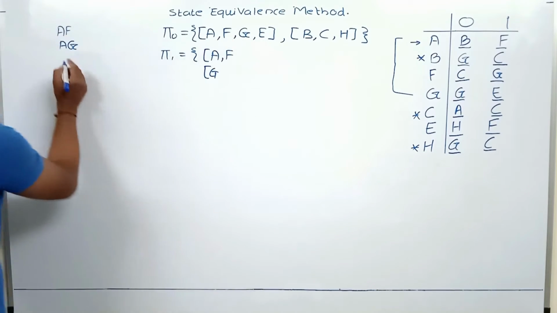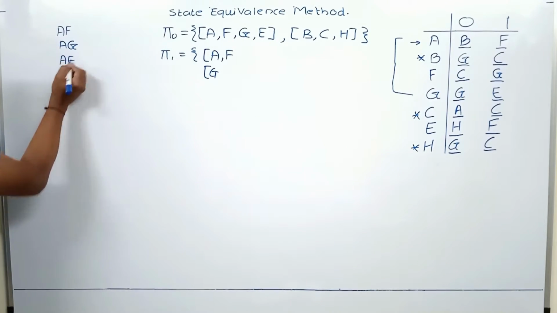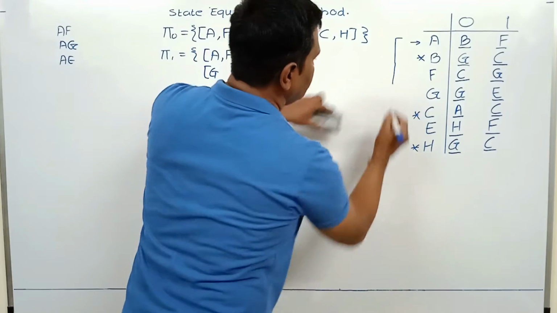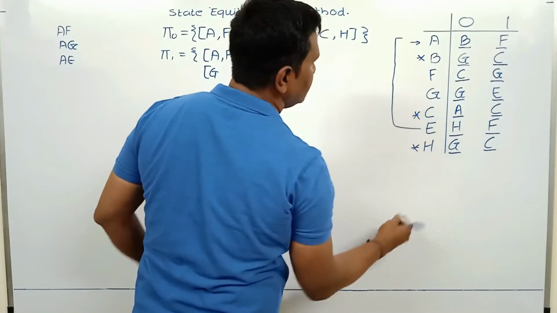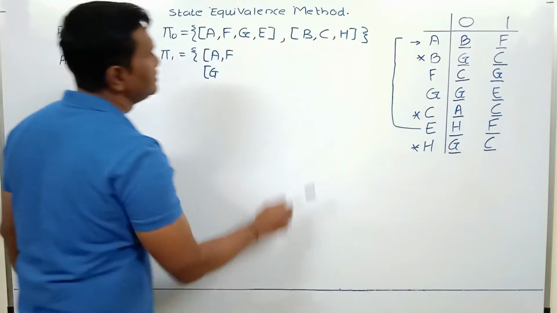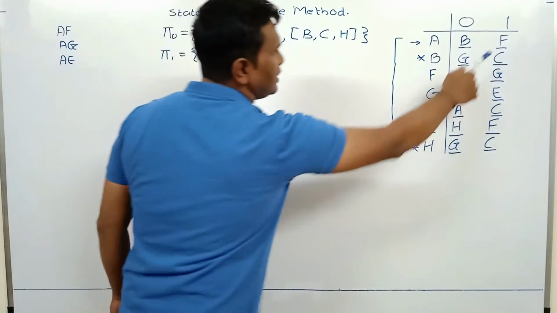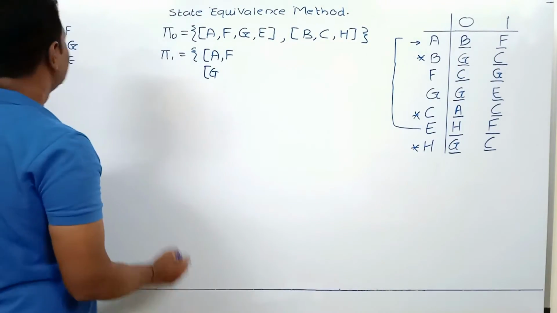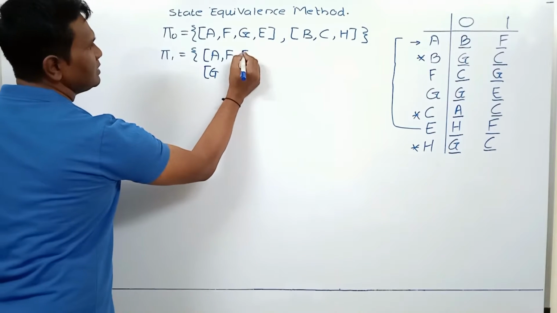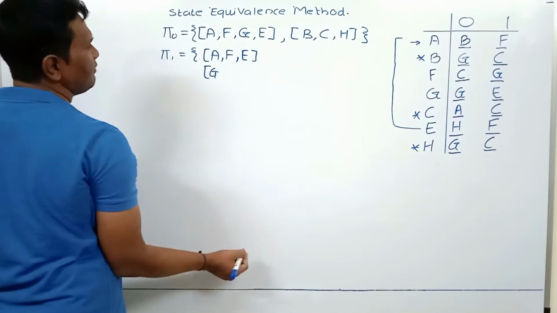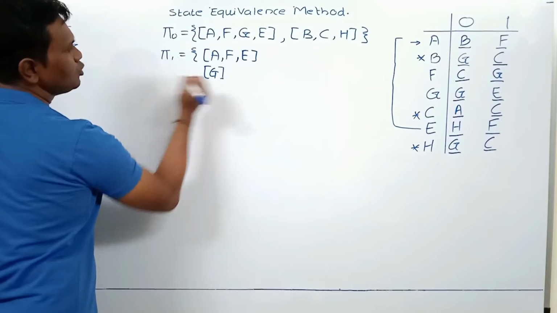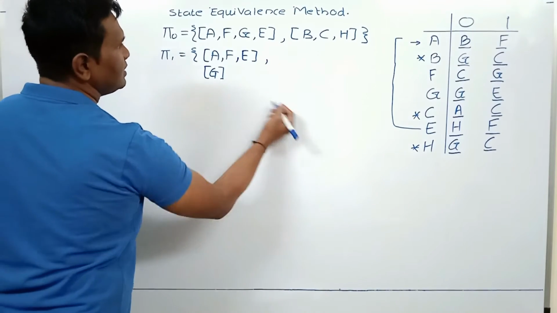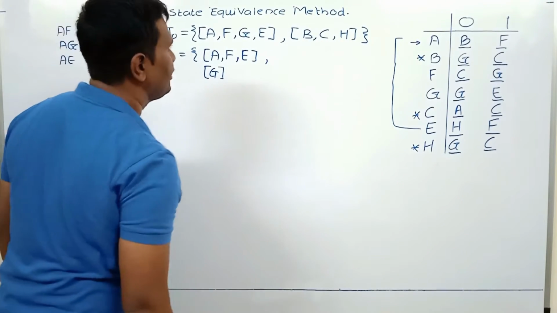Now consider A and E. B and H are in the same group. F and F, same state, must be in the same group. So A and E are one equivalent. We have to mark this group as complete. Now consider the other group from zero equivalent.